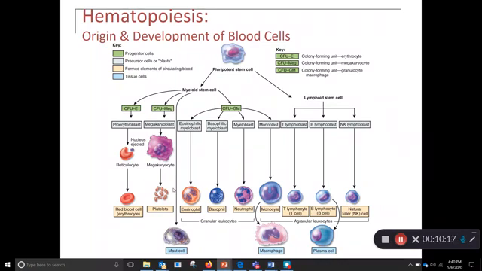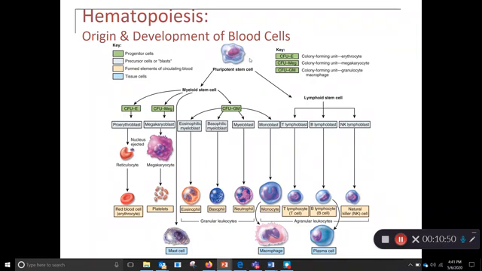At the end portion of this video, we're going to just hit this, and then I'm going to transition over to erythrocytes, aka your red blood cells. You will want to note here that all of this development, or the creation of these cells, happens in one place. And that is in your red bone marrow.